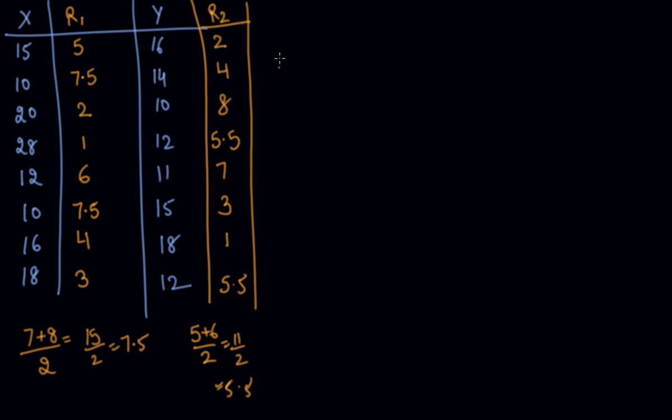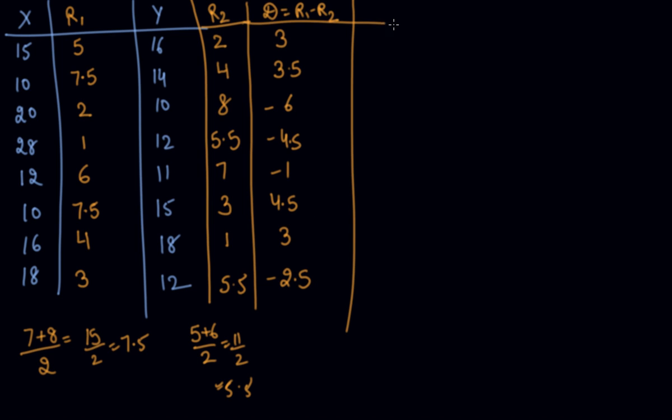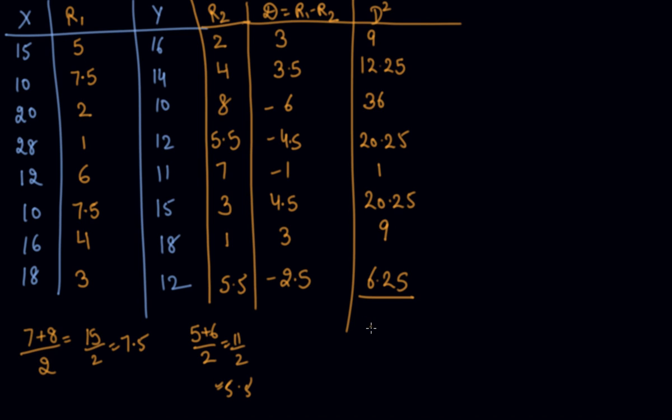Now we will find the difference, that is d, between rank 1 and rank 2. 5 minus 2 is 3, 3.5, minus 6, minus 4.5, minus 1, then 4.5, then 3, minus 2.5. Now d square is 9, then 10.25, 12.25, 36, 20.25, 1, then 20.25, 3 into 3 is 9, 2.5, 2.5, 6.25. Now we add this and we get an answer of 115.